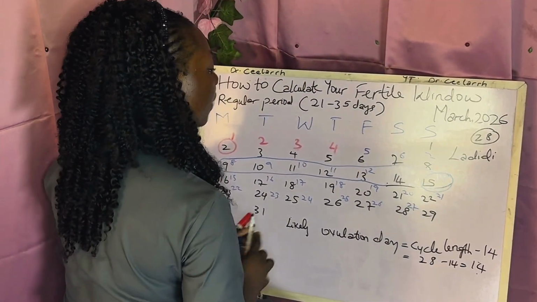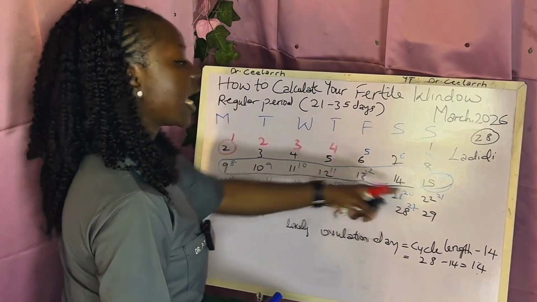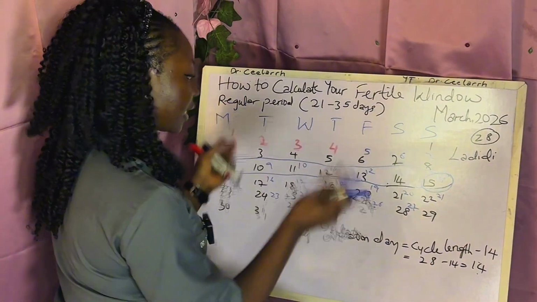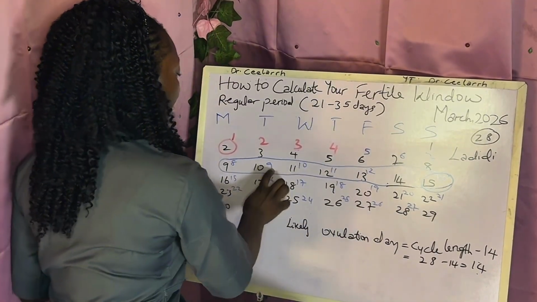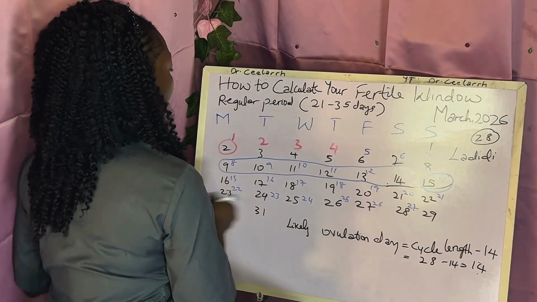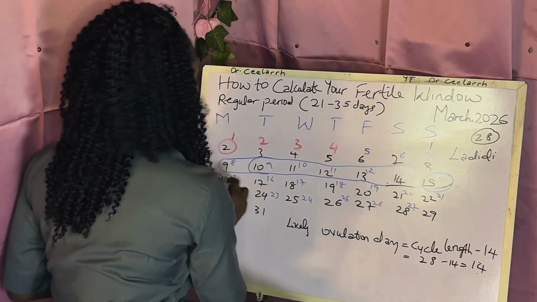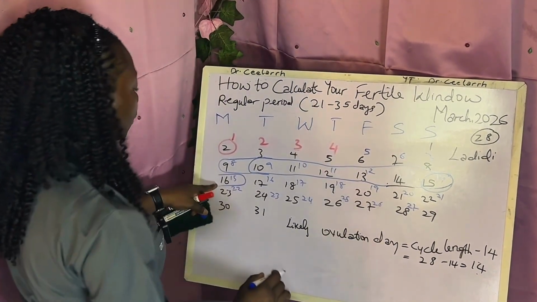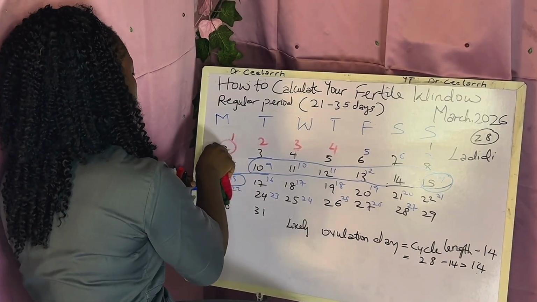So now, counting backwards to get her fertile window, we'll go backward by 5 days and add 1 day after this, because that is what forms her fertile window. So 1, 2, 3, 4, 5. Okay, so her fertile window ends here, and then 1 day after, which is this. So this is 1 day after her ovulation.